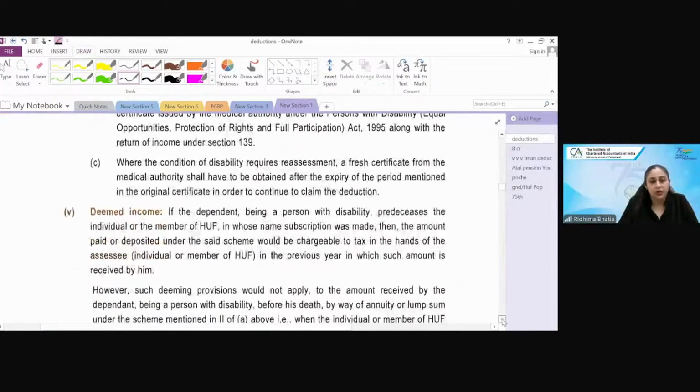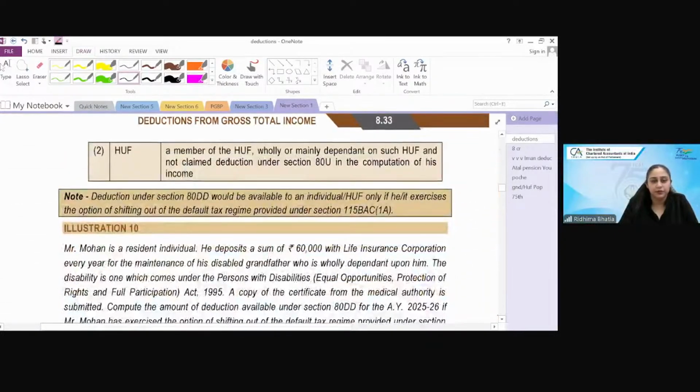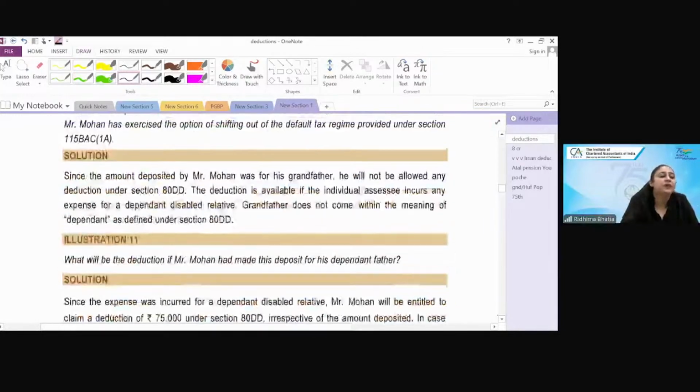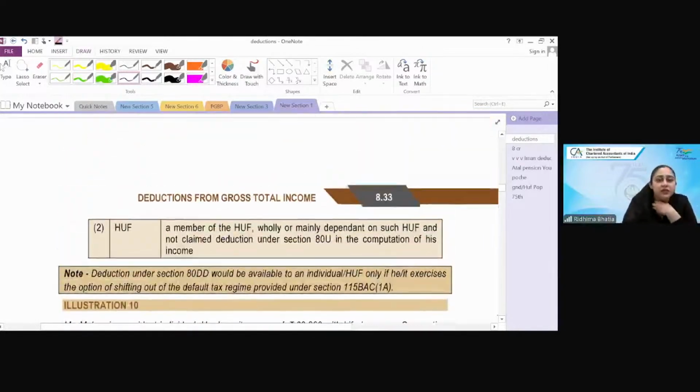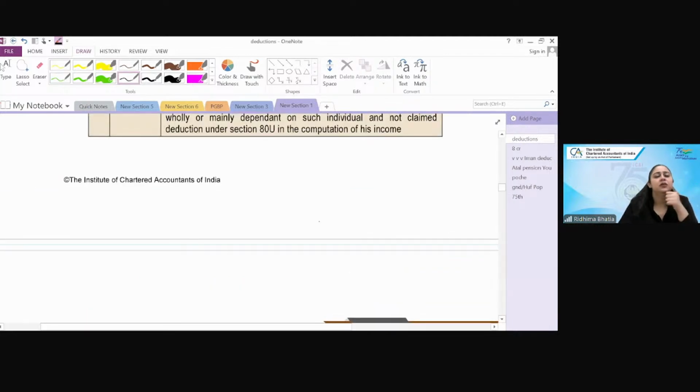Now what happens, let us clearly understand the concept of deemed income. Ma'am, what documentation do we have to maintain? Documentation: you should have a medical certificate of the disability, and then there is one form which you have to file, I think from in IA, to tell that you are maintaining a disabled person. Otherwise, if ever there is scrutiny, they will ask for the documents.